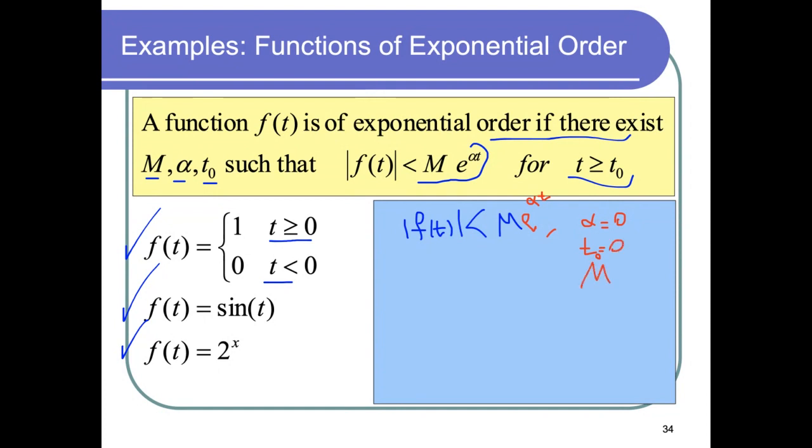I can choose any value for m greater than 1. If I do that, then I know that this condition holds. And because it holds, then it is of exponential order. I'll stop here for questions about this part.